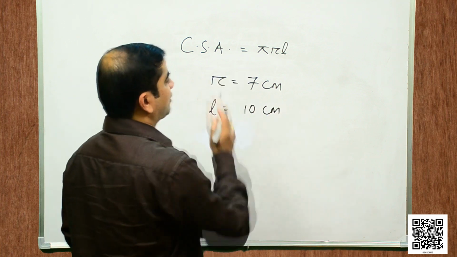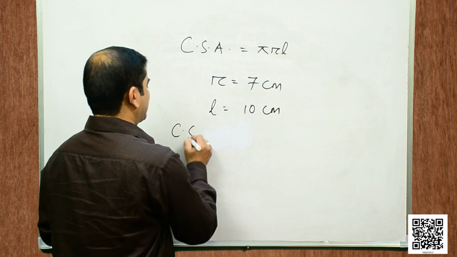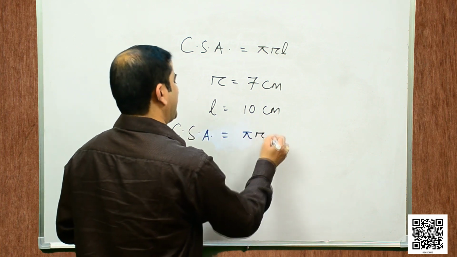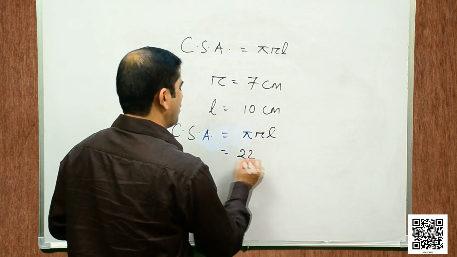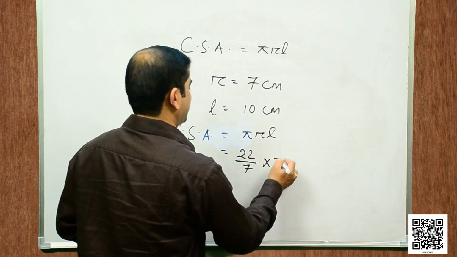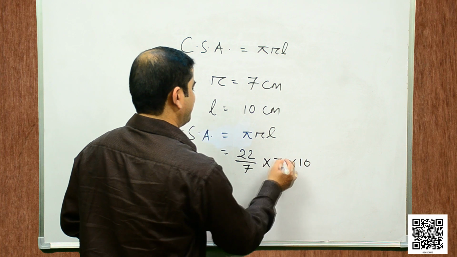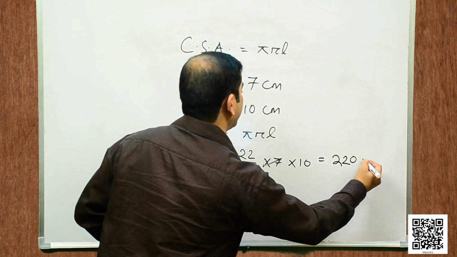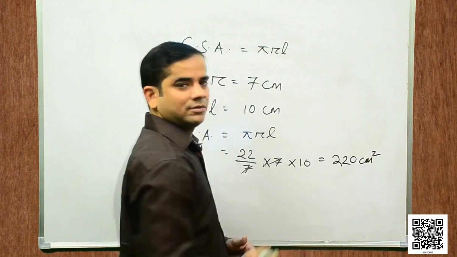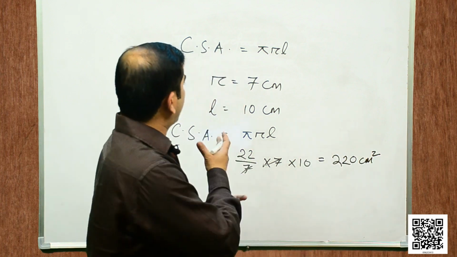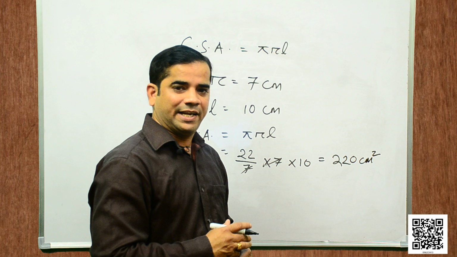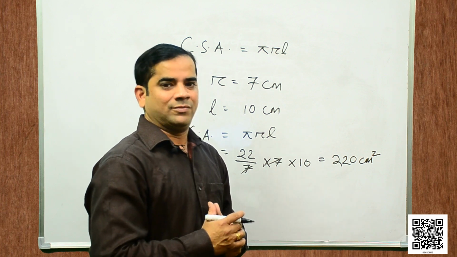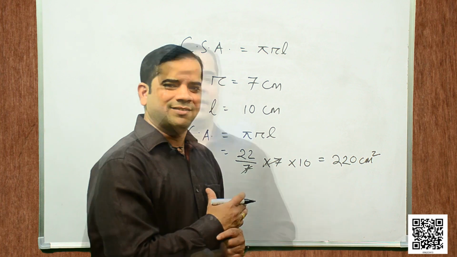When we substitute the values, the curved surface area is equal to pi r L, that means 22 by 7 into 7 into 10, which is equal to 220 centimeter square. So in this way we have found the curved surface area of the circular cone. Hope you understand this.